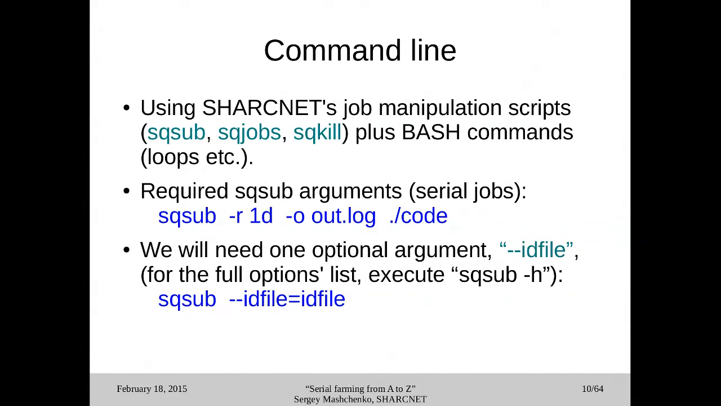One of the things which would have to be modified is that my description depends on Sharcnet job manipulation scripts, which are sqsub to submit jobs, sqjobs to query jobs, and sqkill to kill jobs. Again, all this can be modified for other consortia scenarios, but as written it is Sharcnet specific. Plus, you will need some bash commands, loops, etc. I don't think I will have time to describe all the bash commands I'll be using, so I'm afraid some familiarity with bash scripting is needed.